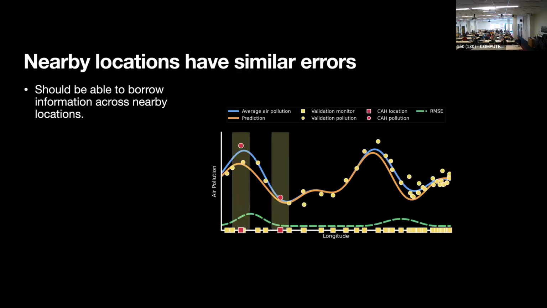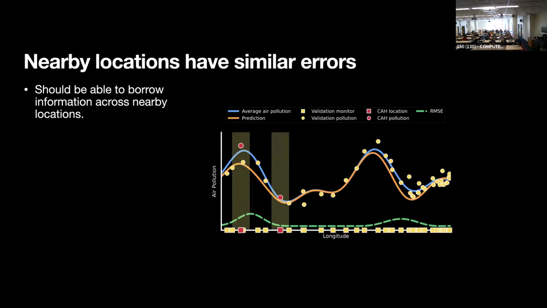Okay, so I think this is an intuition that everyone has had, and several people have brought it up, which is that nearby locations should have similar errors, right? And so on this slide, what we're going to do is try to formalize that intuition and then build a method based on that intuition that addresses the problem.